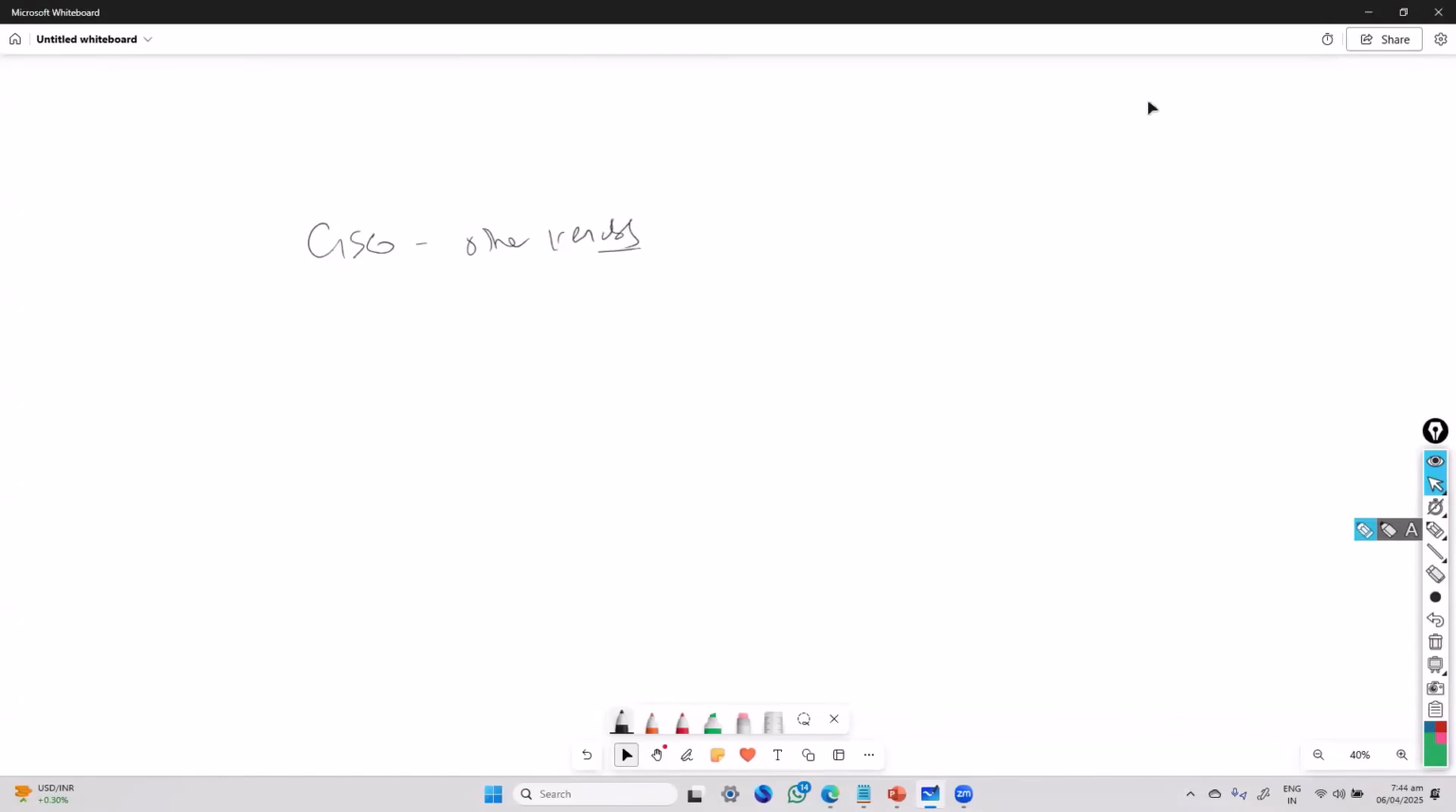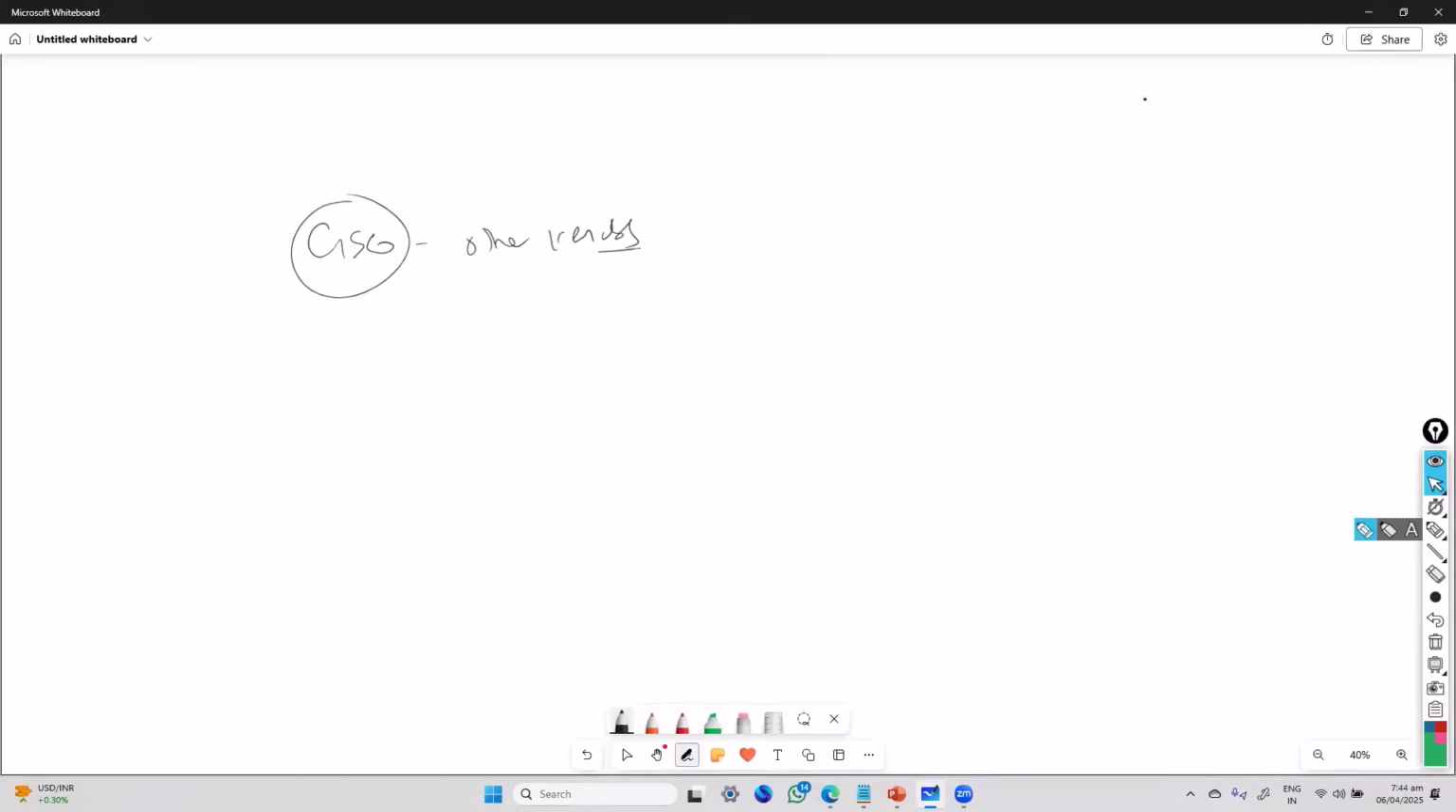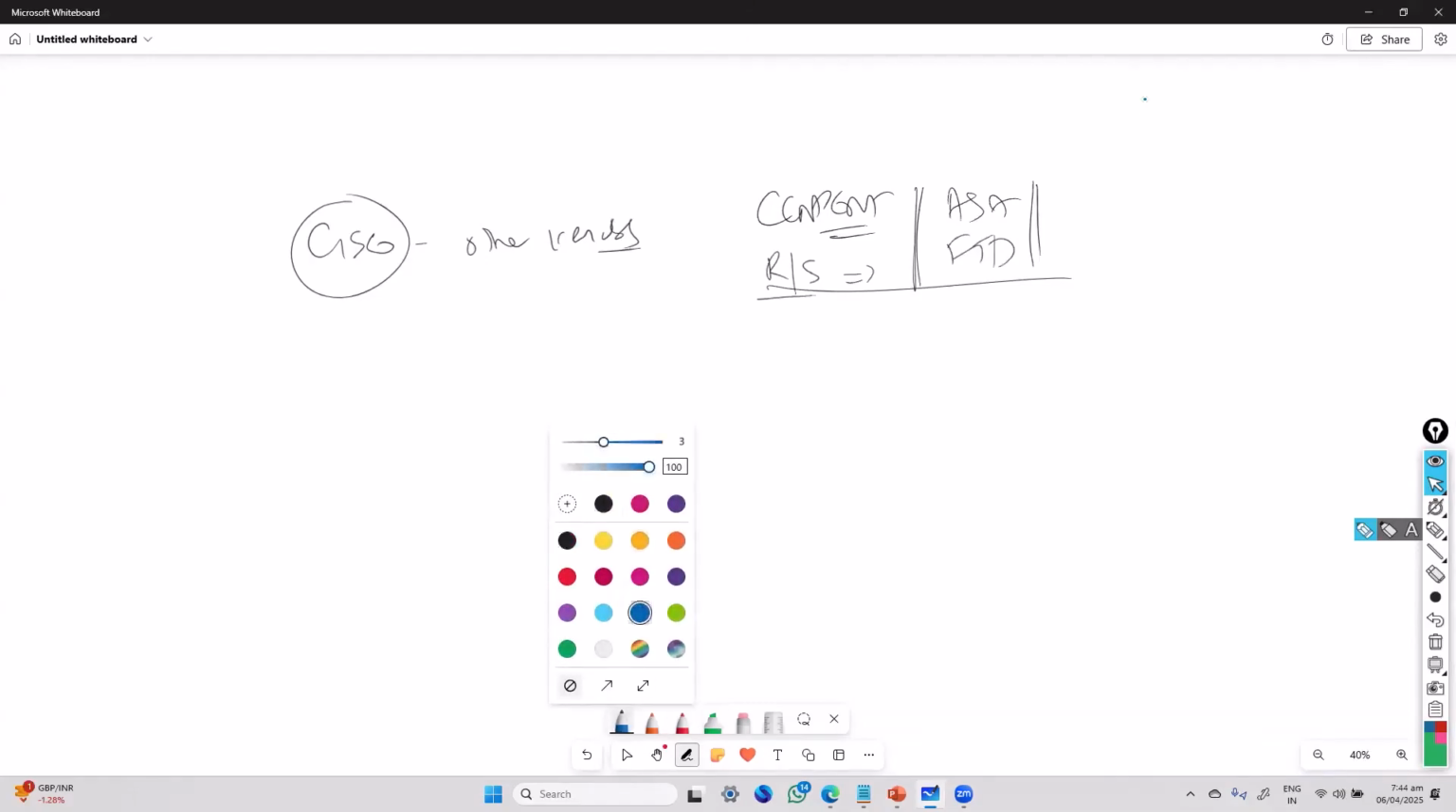Okay, the question is: do we need to learn only the Cisco technologies or relevant other vendors? Let's say you're doing some routing and switching. You will be learning routing and switching in the CCNP Enterprise, or if you're doing Cisco firewalls, then you learn Cisco ASA and FTD. So is it recommended to learn other vendors as well? It totally depends on the requirement.